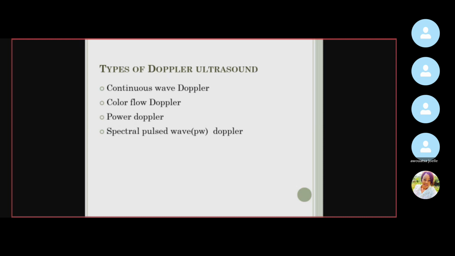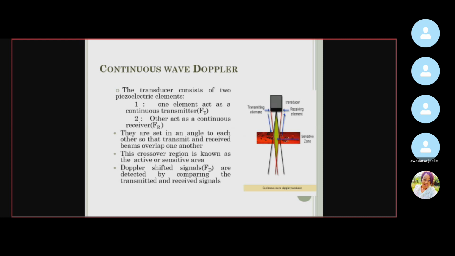So there are different types of ultrasound Doppler: continuous wave Doppler, color flow Doppler, power Doppler, and spectral or pulsed wave Doppler. Each one will be discussed now. First one is the continuous wave Doppler. Here you can see there is an ultrasound transducer, and down below is the blood vessel.